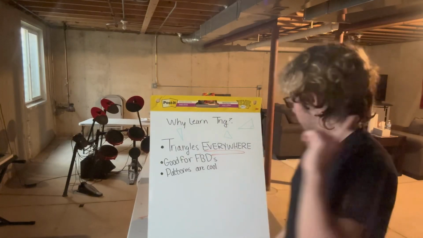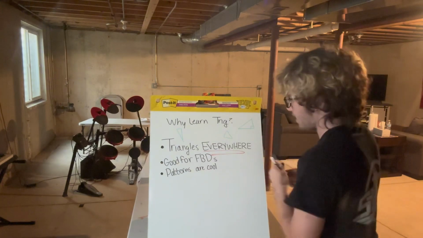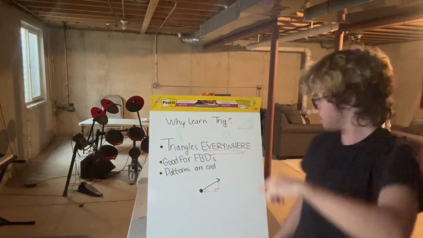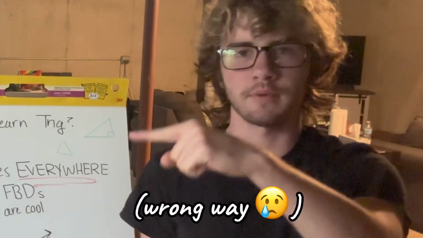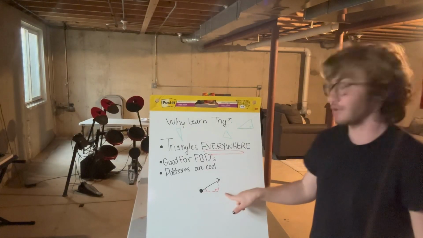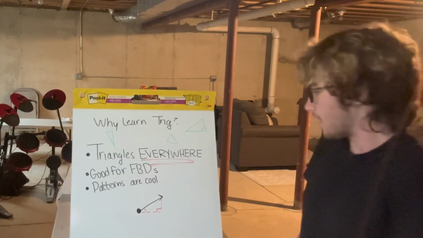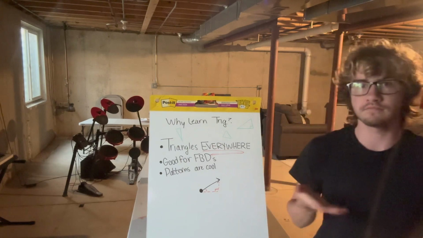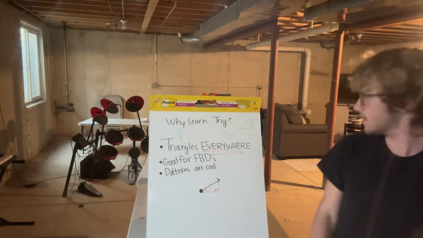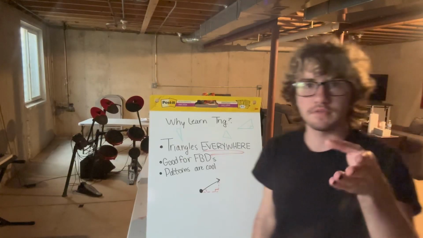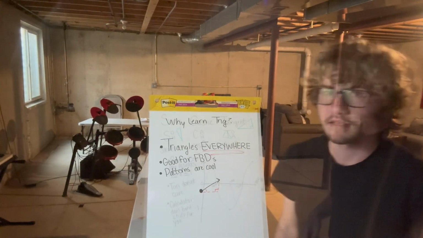Let me actually give an example. When a force is going both up and, in this case, to the right, you can make a triangle out of that. Right triangles, at least. The patterns are cool. Once you learn sine, cosine, and tangent, patterns everywhere. Now let's actually get into sine, cosine, and tangent and what they mean.